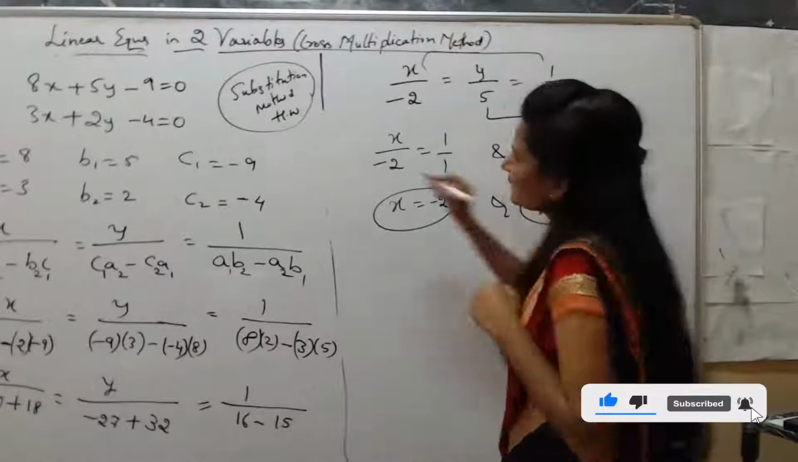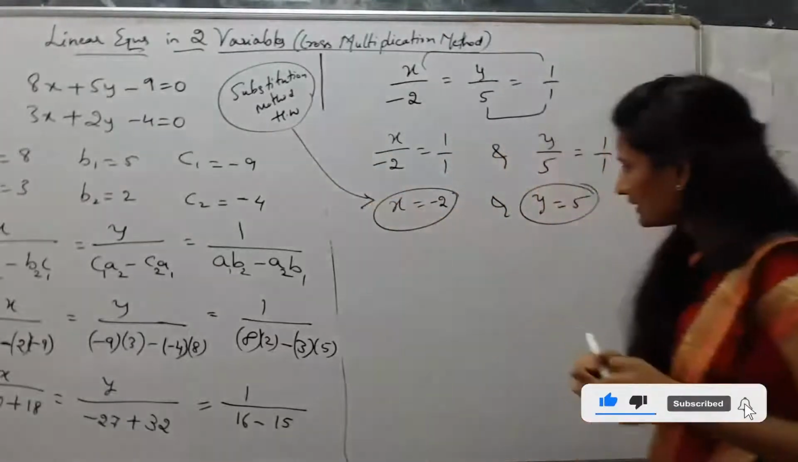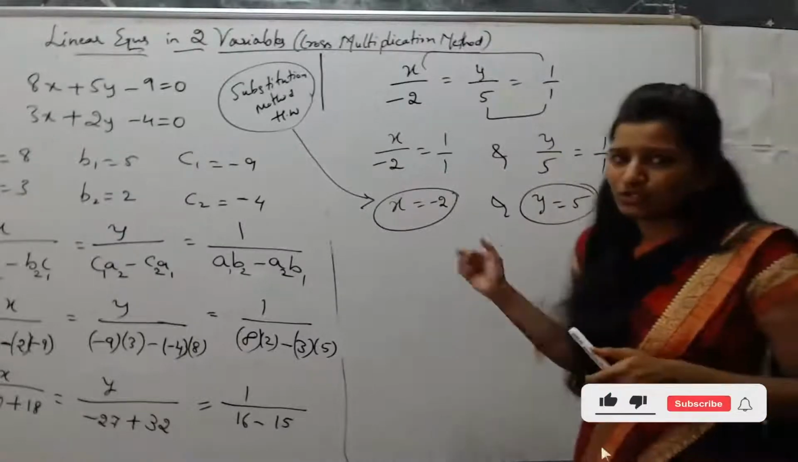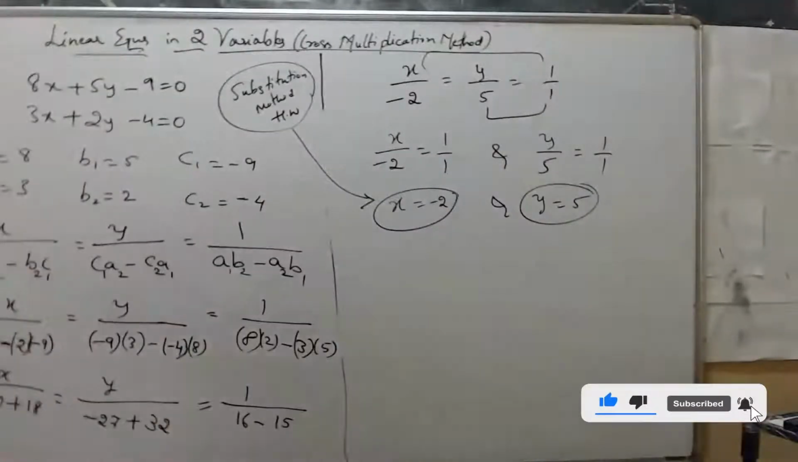See, by using the substitution method also, you should get the same values. That is, x is equal to minus 2 and y is equal to 5. Got this? Okay. Next problem. Look at that one. We should get the same value. Next, statement problems.